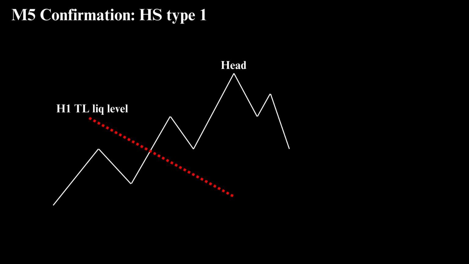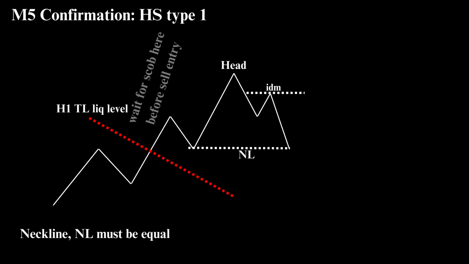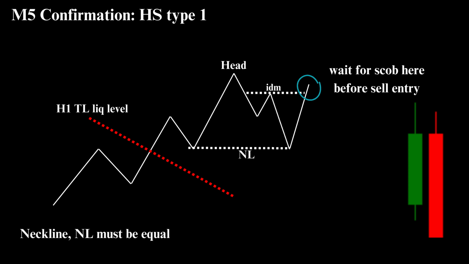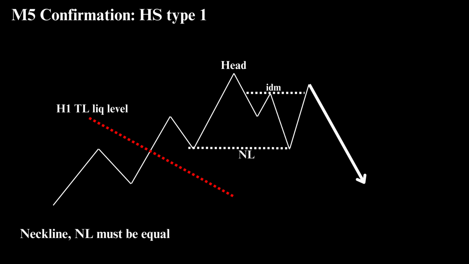Remember guys, there are so many entry modules for low time frame confirmation, but I specifically selected these two because they are high probability patterns. Neckline must be equal as we can see here. This is inducement level. We wait for inducement grab like this plus single candle order block at this zone before sell down entry. Stop loss must be at least 1% above the head level right here. In the next video, I'll explain the same strategy using live market.